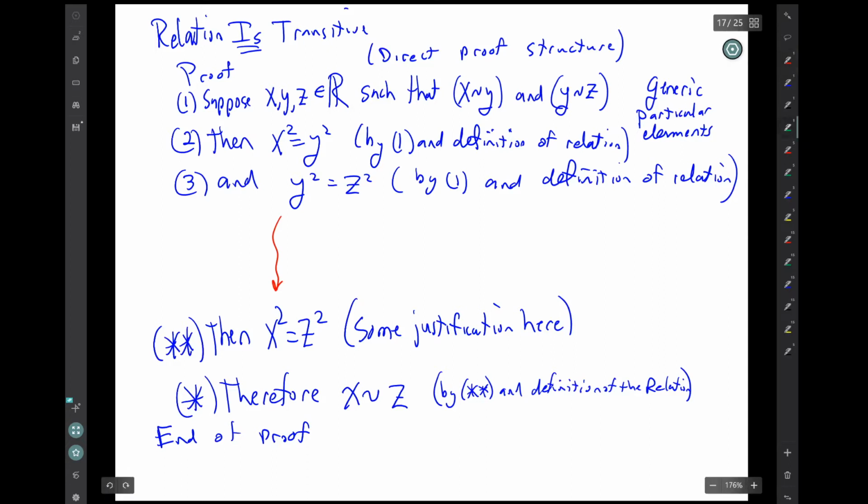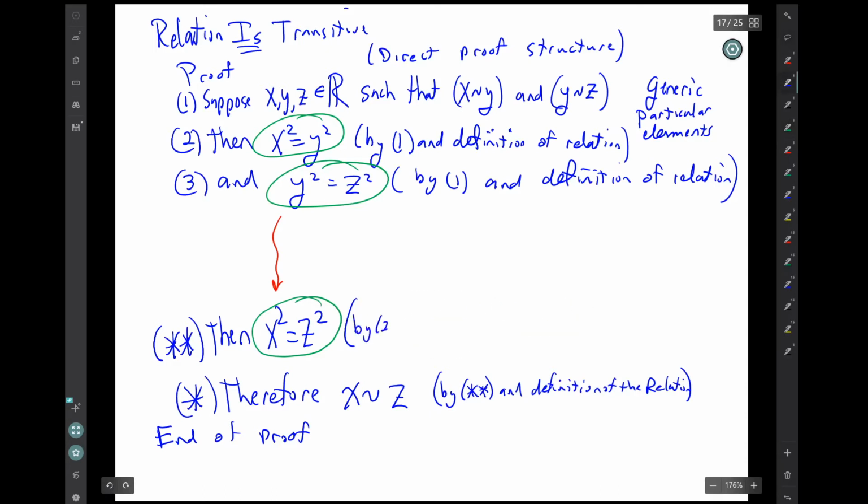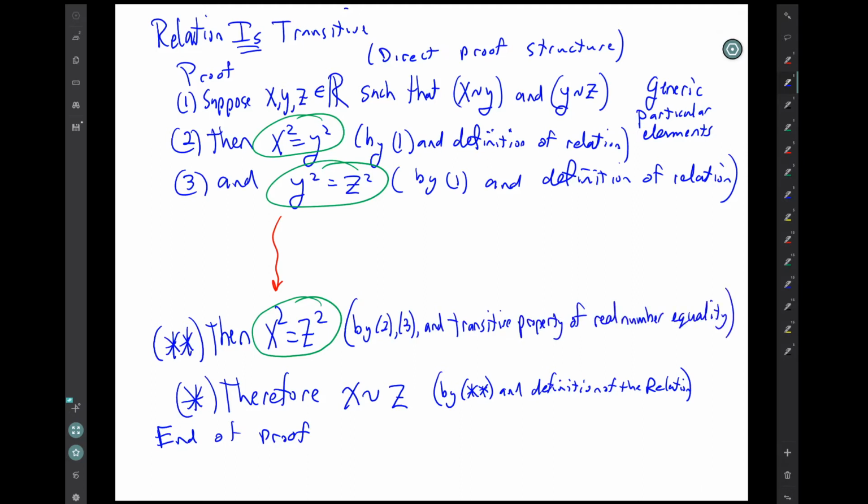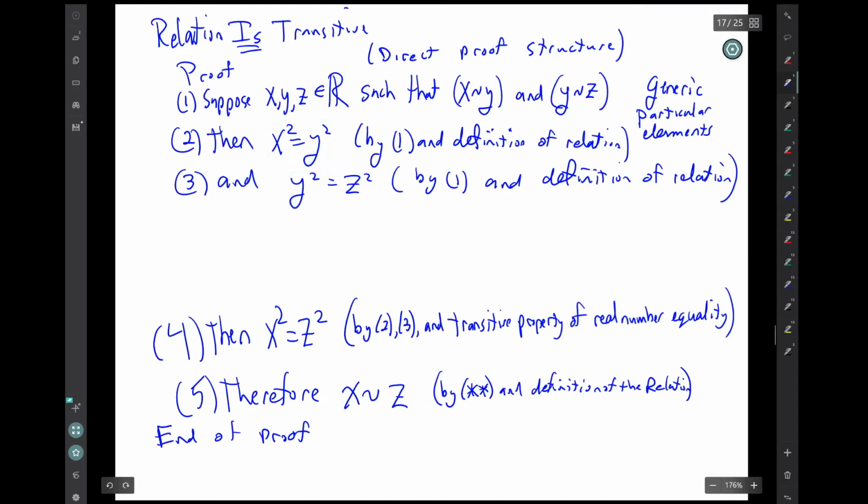Well, wait a second. Look, we know that x squared is equal to y squared. We know that y squared is equal to z squared, and we're hoping to prove that x squared is equal to z squared. Well, that's easy. All we have to do is use the transitive property of real number equality. So look, we've actually closed that gap. So in fact, just considering the proof structure was all that we had to do. There were no mysterious steps that we needed to fill in. All of our statements, there are just 5 of them, were inevitable. Just by considering proof structure, we knew that those statements had to be there.